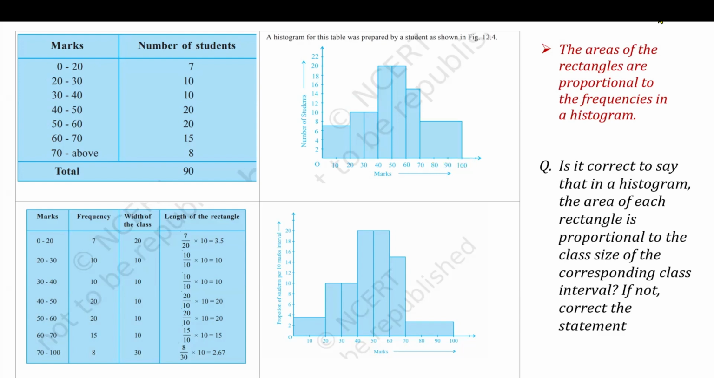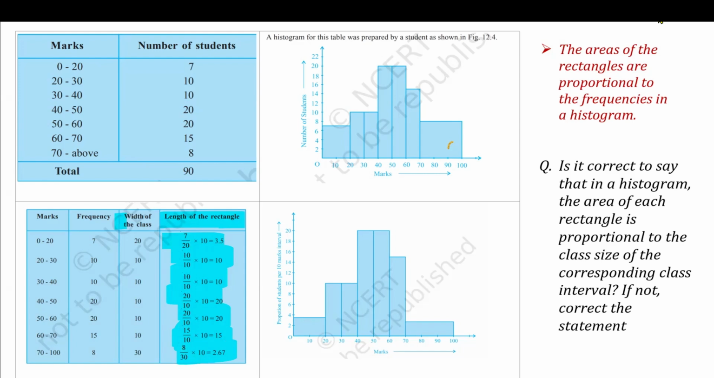There seem to be more students, as the area seems to be large, right? So by just looking at the diagram, one can say that more area means more students scored between 70 and 100. But when you look at the data, only 8 out of 90 students actually scored 70 or more. That's the reason why we draw adjusted frequencies. That's what is called the adjusted frequency.